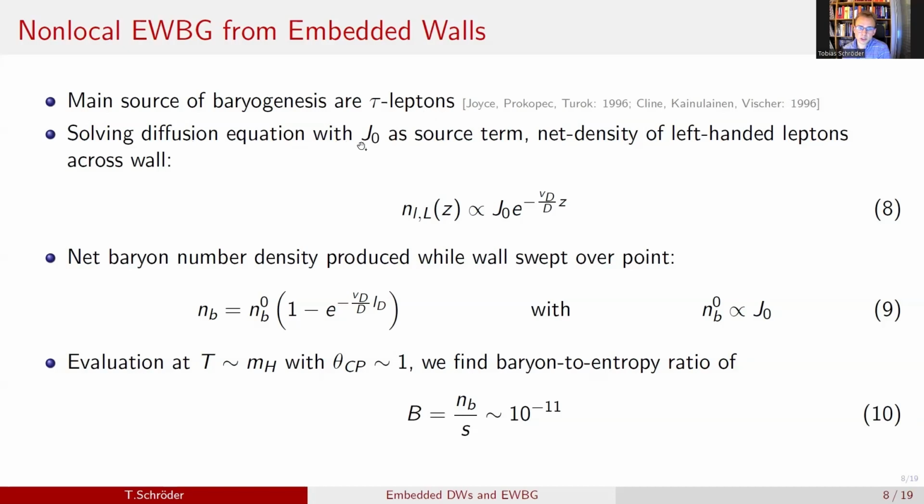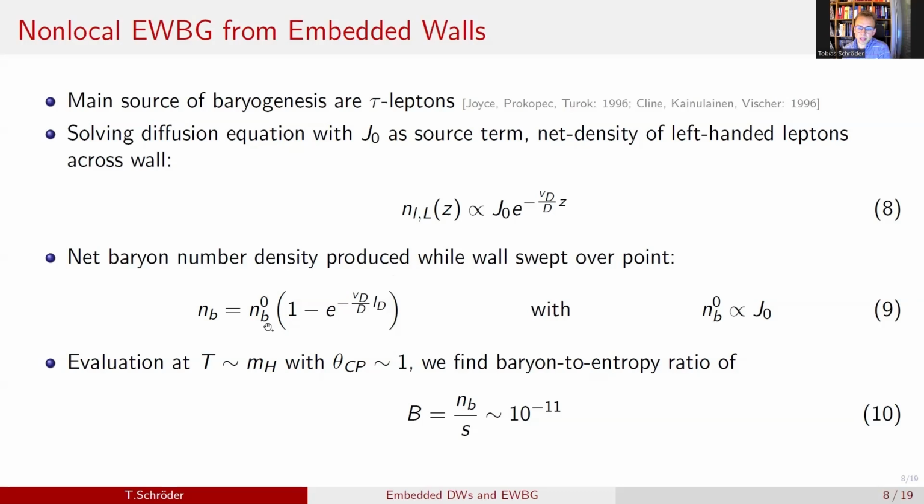Solving the diffusion equation with J0 as a source term, one finds for the net density of left-handed leptons across a wall the expression given in equation 8. Here, d is the diffusion constant and z is the coordinate in the direction perpendicular to the wall. Using the conversion rate of left-handed leptons into baryons from the previous slide, we can calculate the net baryon number density produced while the wall sweeps over one point, and find the result given in equation 9.